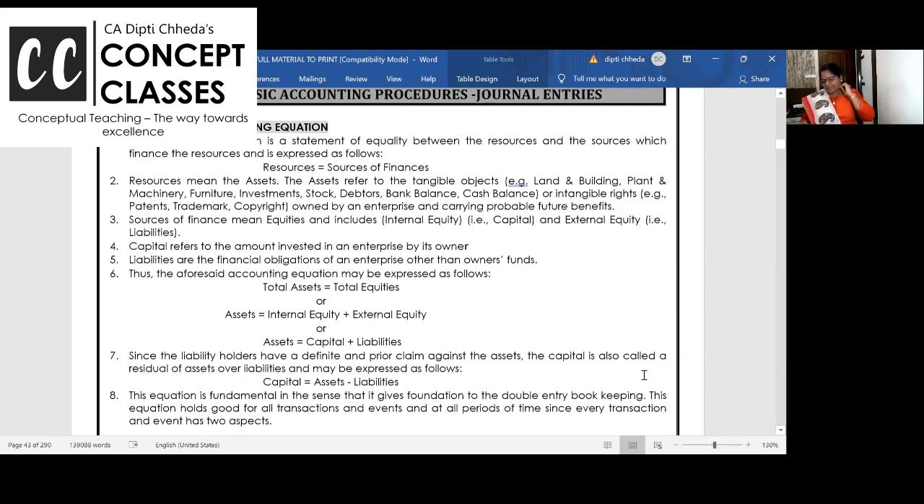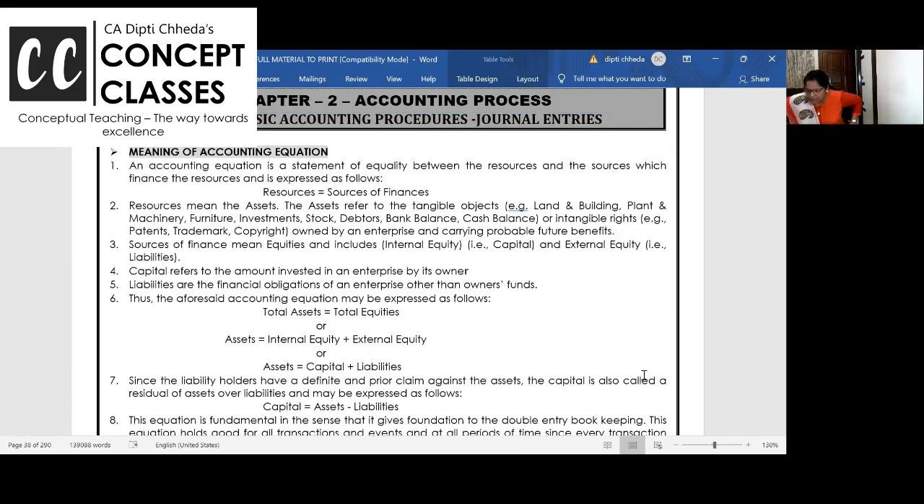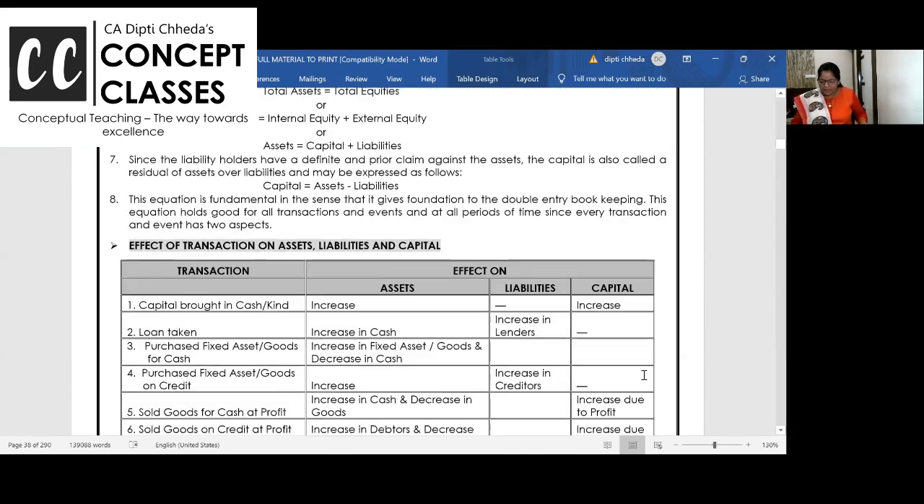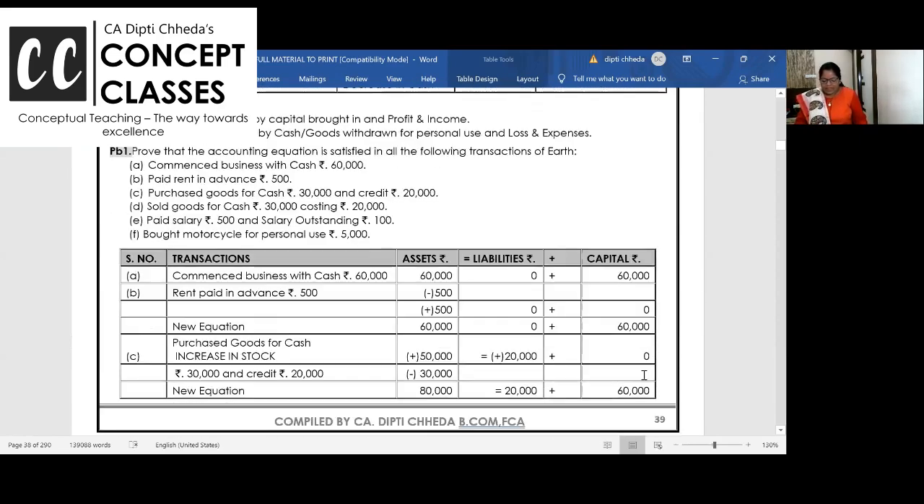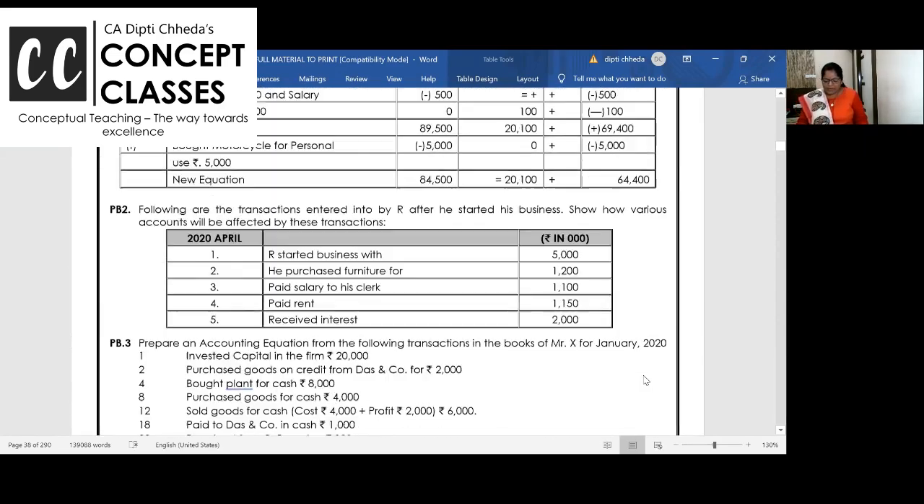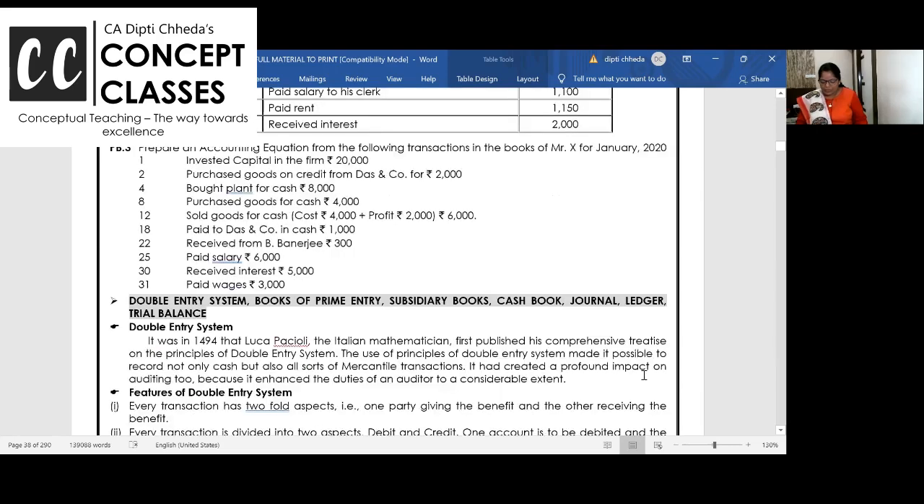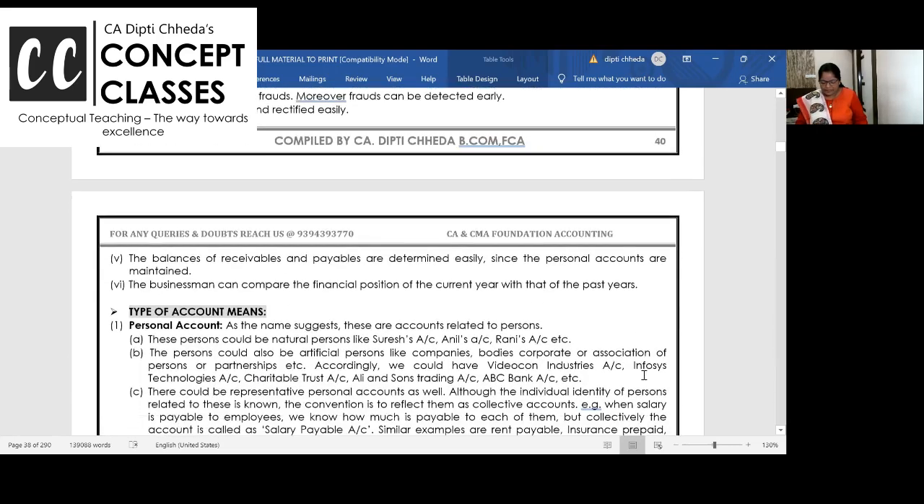Yeah, check. This is the accounting equation. We have seen it thoroughly. This is the solved problem also, what we have done. Problems number 1, 2, and 3 I solved in class.